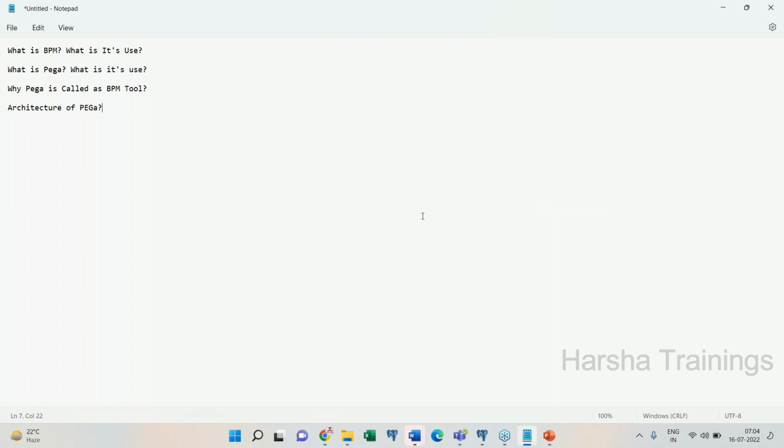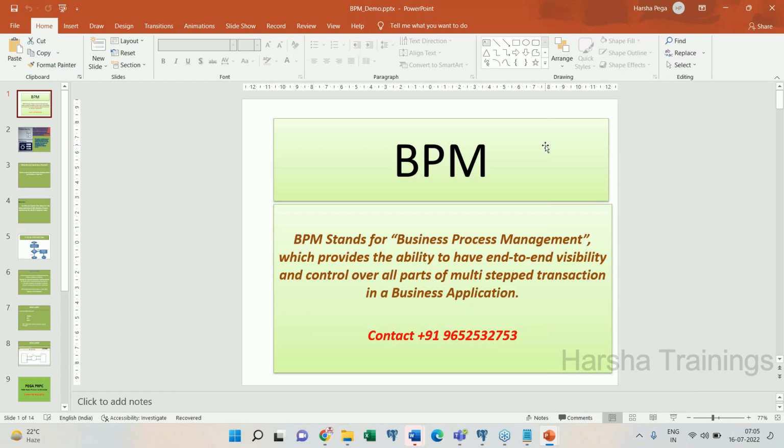After this session is completed, if anyone asks you what BPM is, what the use of BPM is, what Pega is and its use, why we call Pega a BPM tool, and the architecture of Pega, all of you will definitely be able to give them a clear idea and details about all these questions.